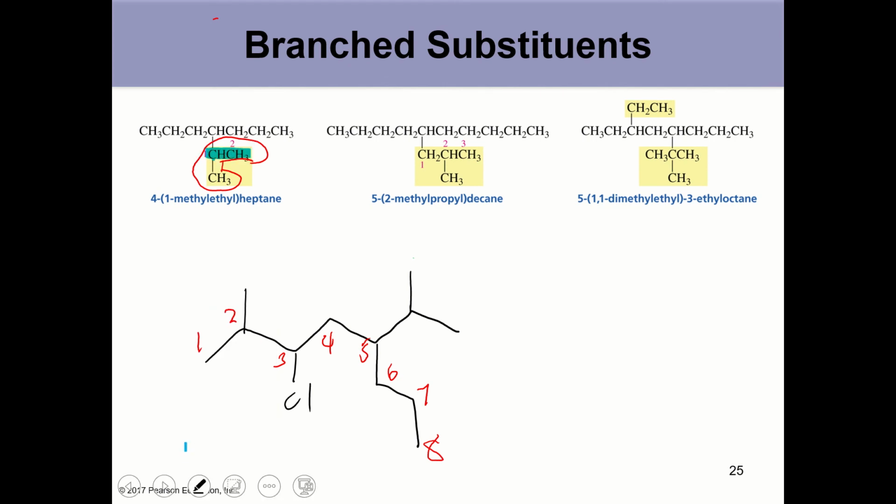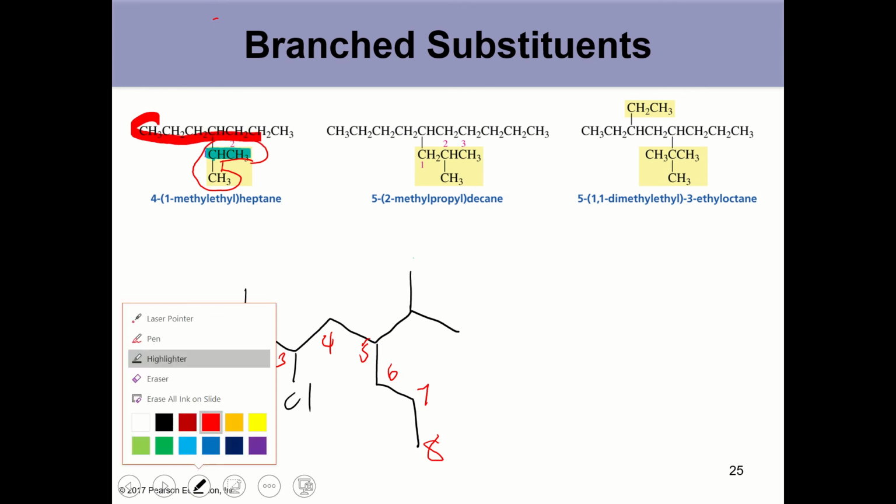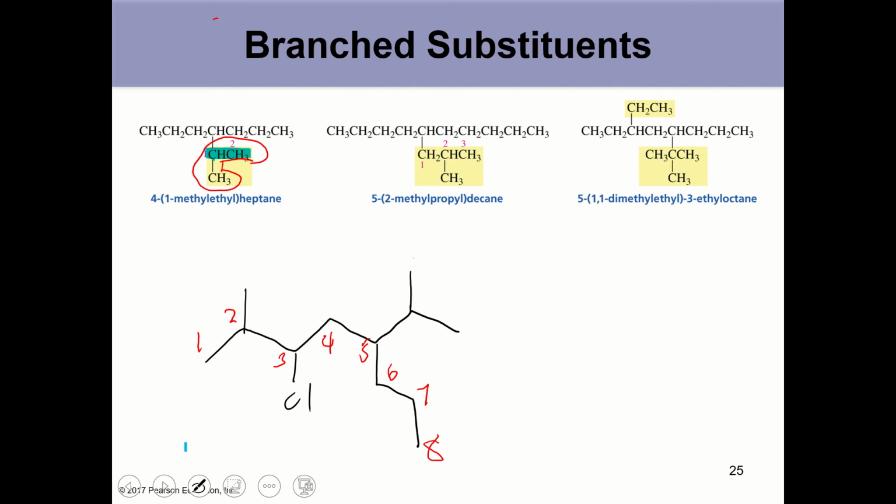The longest chain of that branch, the longest continuous set of carbons, is 2. And carbon 1 is always the carbon bonded to the main chain. So the carbon bonded to the main chain is always carbon 1. The longest continuous branch going from carbon 1 is 2 carbons.